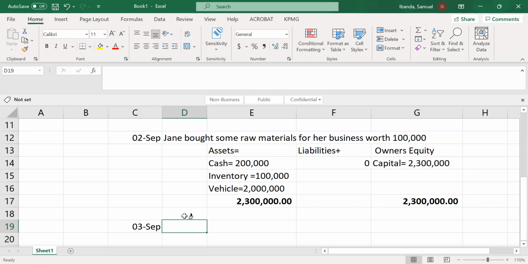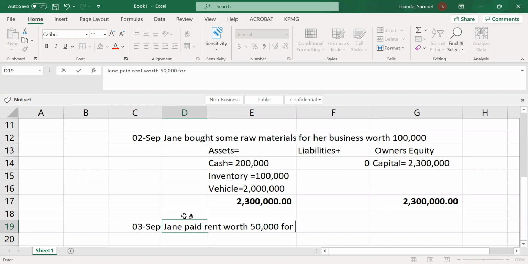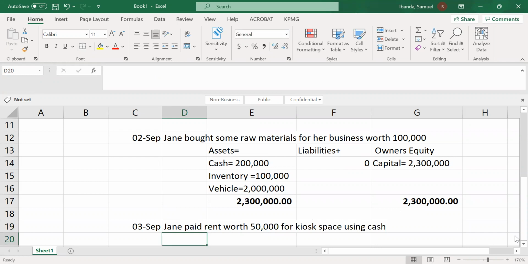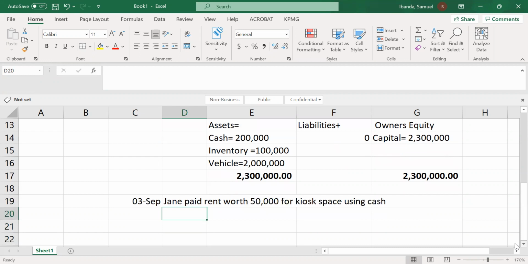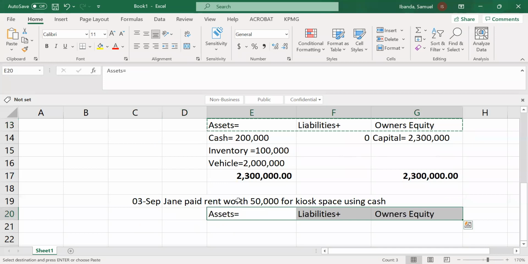The other transaction I'm doing: on that date, Jen paid rent worth 50,000 for kiosk space using cash. So Jen proceeds to make this transaction. Again, what we do is reinstate our accounting equation as it is. We put it there.